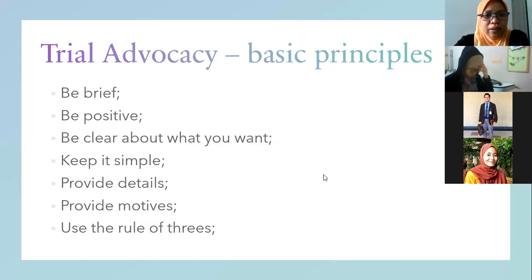Okay, keep it simple. Keep it simple, of course. It is the opposite of making confusing questions. Sometimes keep it simple is way better. Kadang-kadang orang kata, oh saya cakap keep it simple because it makes it easier to understand. Right? Provide details. Ini bila soalan-soalan yang memerlukan penjelasan, especially when you refer to expert witnesses. Expert witnesses, they need to provide you with details. Alright? Okay, and then provide motives.